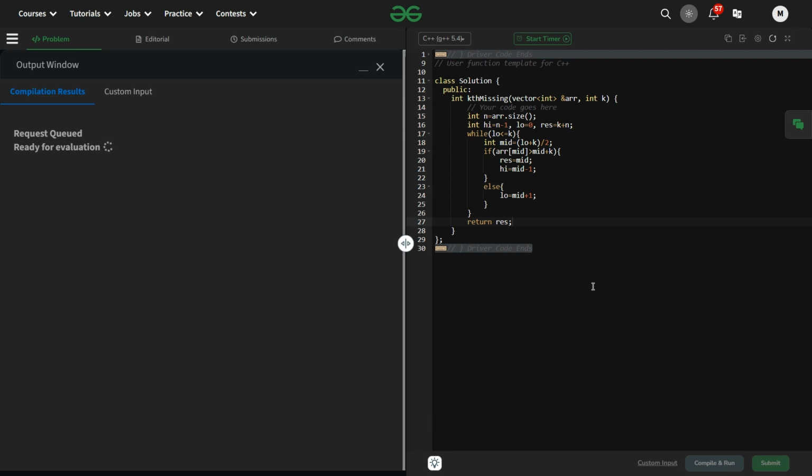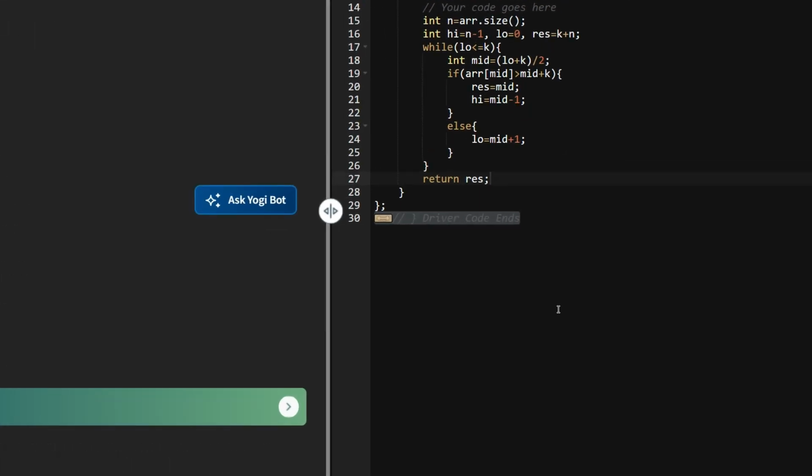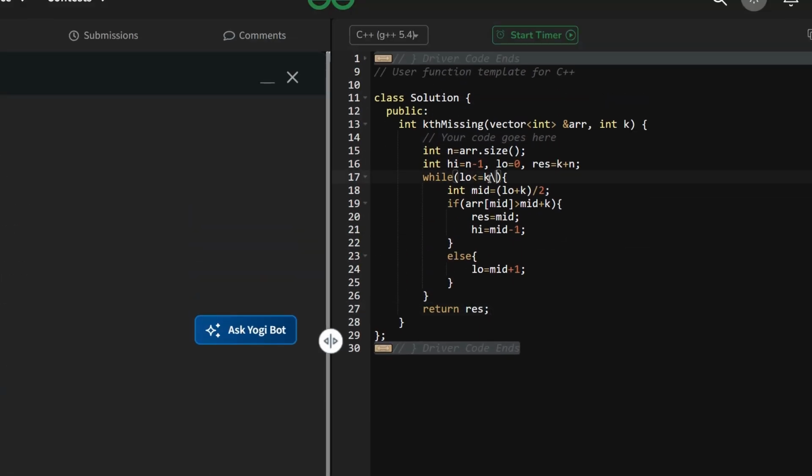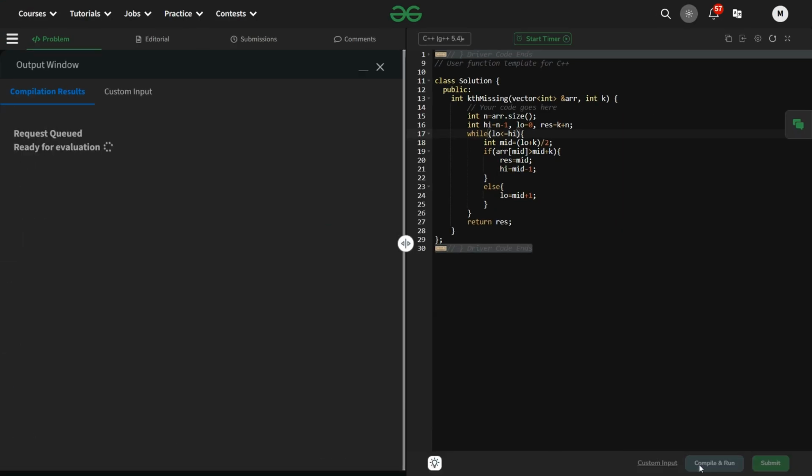Let us try to compile and run it. I am pretty sure that this will work. Oh, this is not working. What is the error, guys? Low should be less than or equal to high. Typing mistake. Sorry, guys. Let us try it now. Again an error. Let me see what is the error. Our answer is 2. Oh, sorry. It will be result equals mid plus k. Sorry, guys.